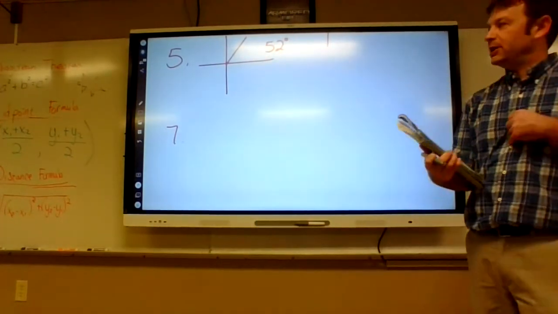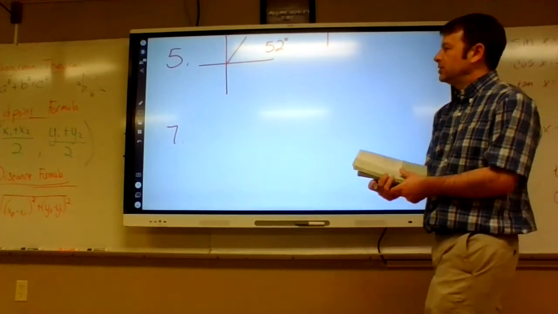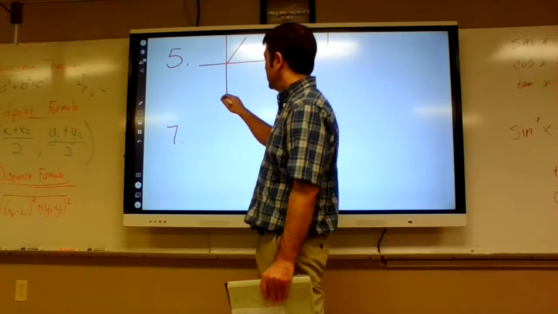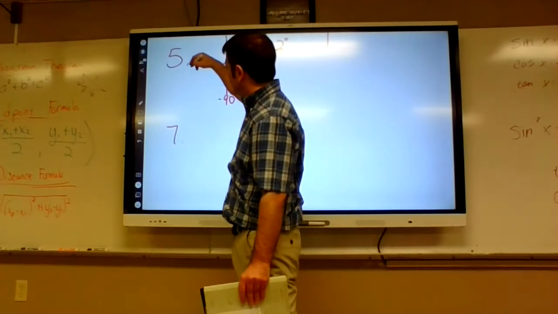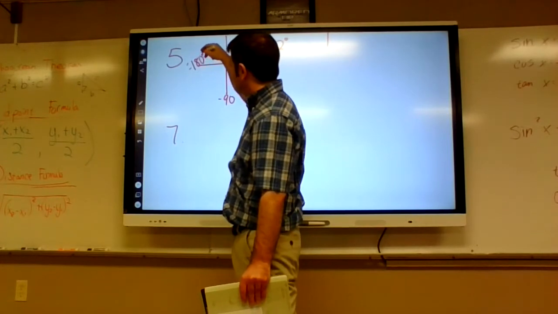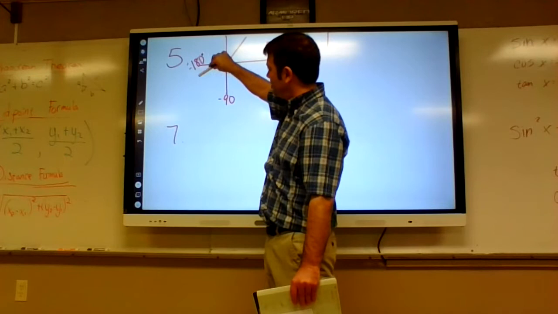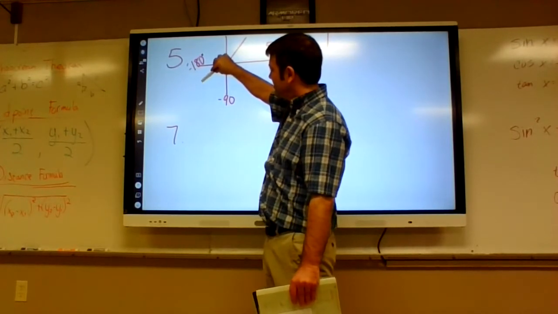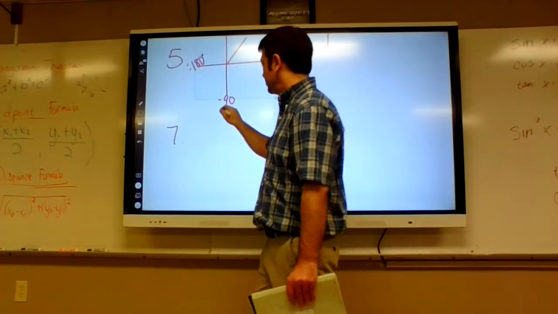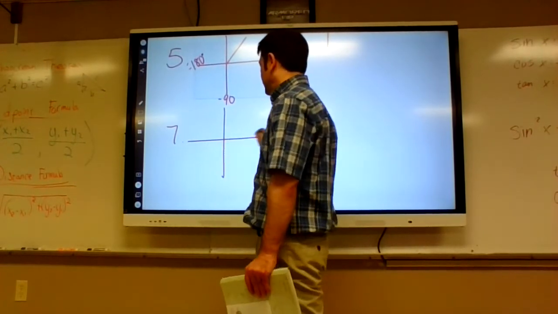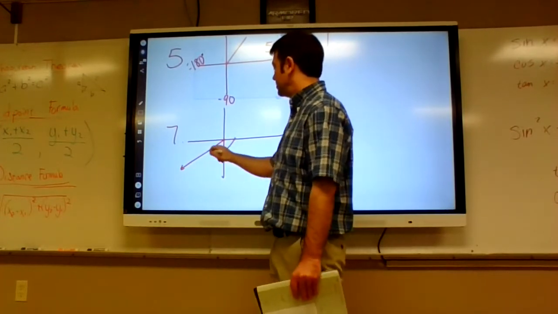Number 7, negative 140. Where would that be? Well, this would be like negative 90 if we're going backwards, and this is negative 180. So negative 140 would be 40 degrees away from this one. So almost in the middle, a little bit closer to 180. Again, it doesn't have to be perfect. It's just something like that.